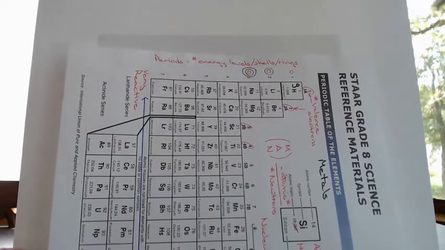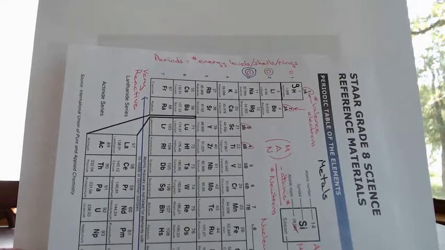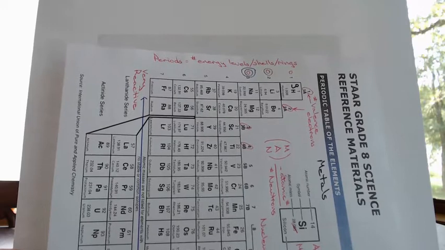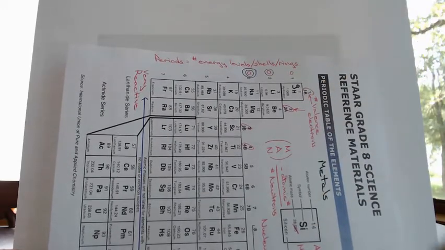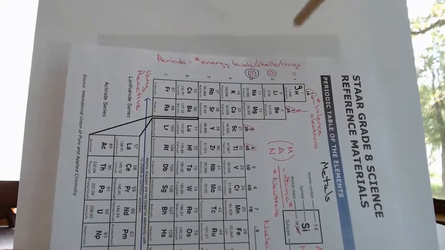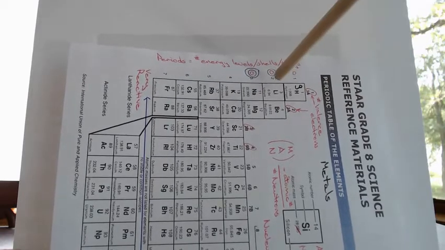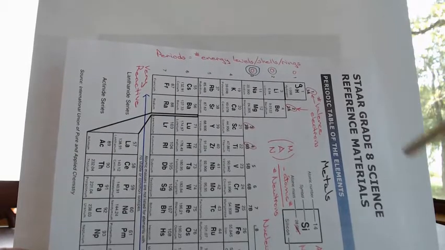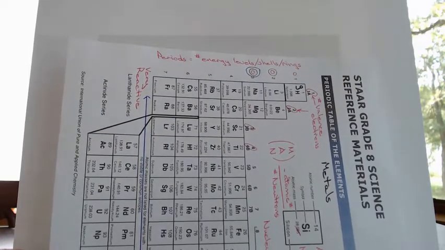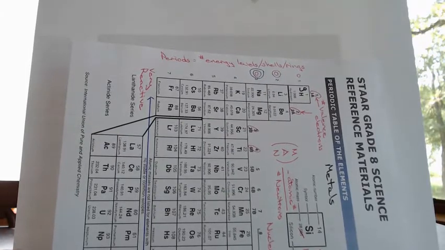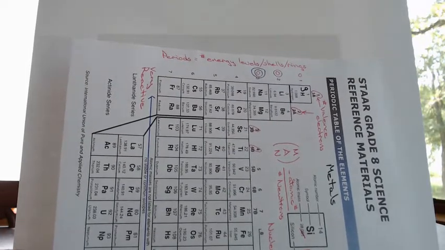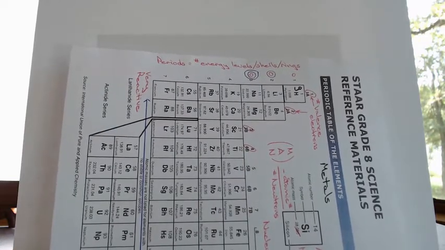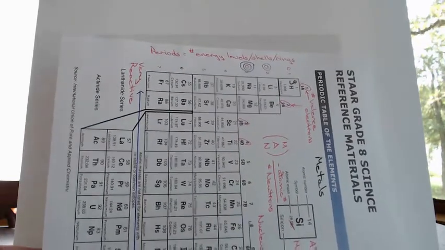So our periods tell us where our valence electrons are going to live. If they're in row 1, they'll live in that first shell. If they're in row 2, the valence electrons will be in the second shell. 3, they'll be in the third shell. 4 in the fourth shell, and on up. The valence electrons are the ones in the outside energy shell, energy ring.